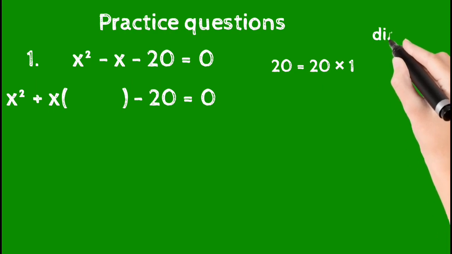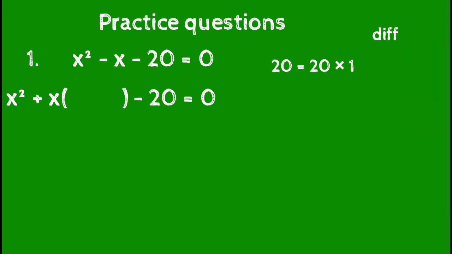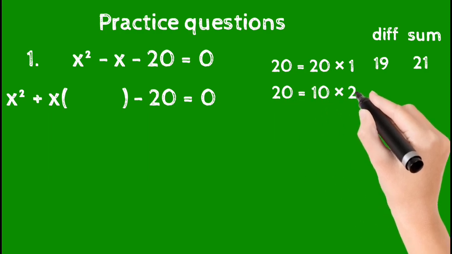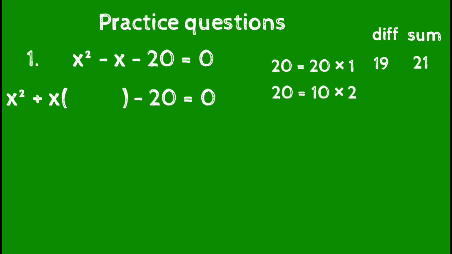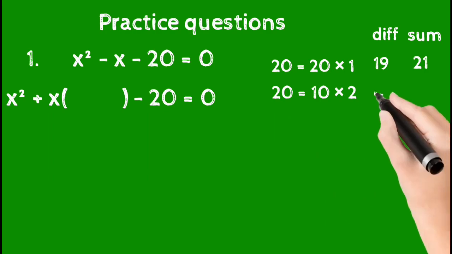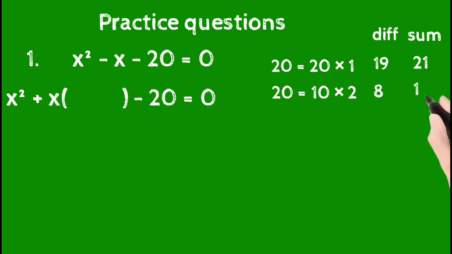We can have 20 and 1. The difference will be 19. Remember, it could be a negative 19, it could be a positive 19. The sum will be 20 plus 1, which will be 21. Again, it could be negative 21, it could be positive 21. None of the sums or the differences of these two numbers give us the one that we want. So we need to try another set. Let's try 10 and 2. The difference is 8 and the sum is 12. So these two factors again will not work.